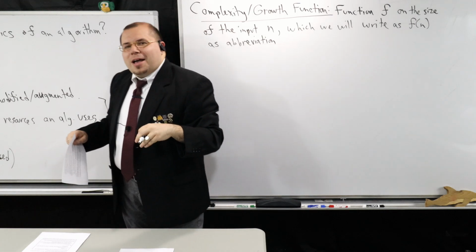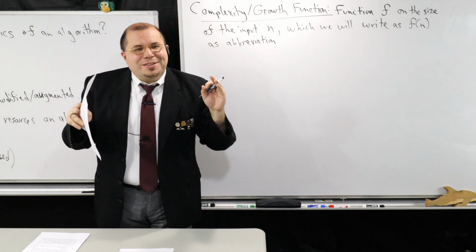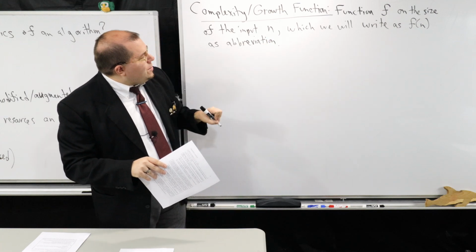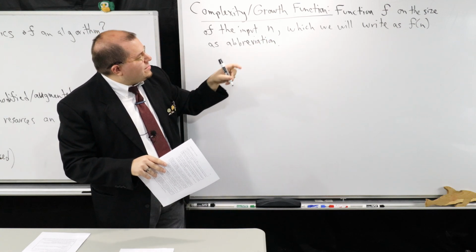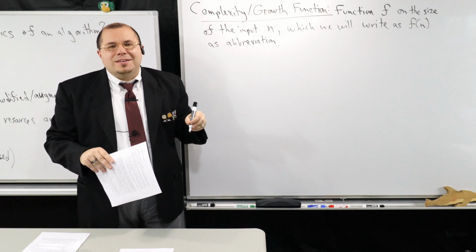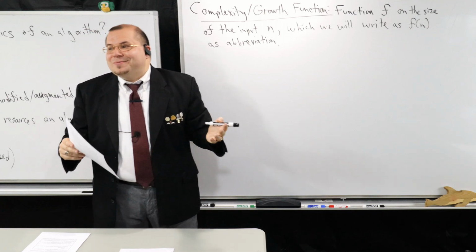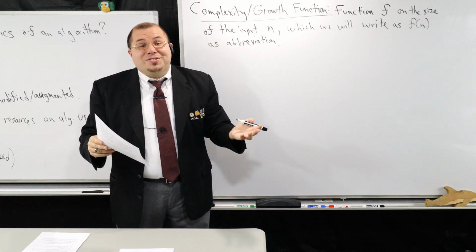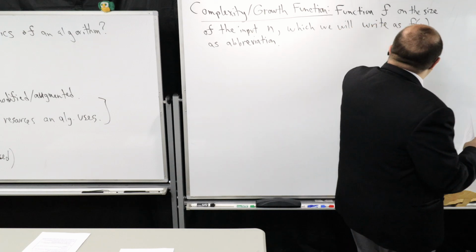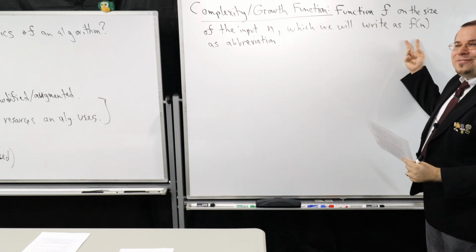Now, I have a question for you, especially those that have taken more mathy courses. Why do I say that I'm just going to use that as an abbreviation? Is that technically an abuse of notation? Is it yes or no? It's an abuse of notation. Can somebody tell me why? What is this? What's f of n?